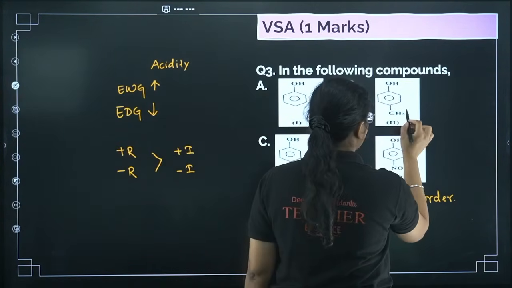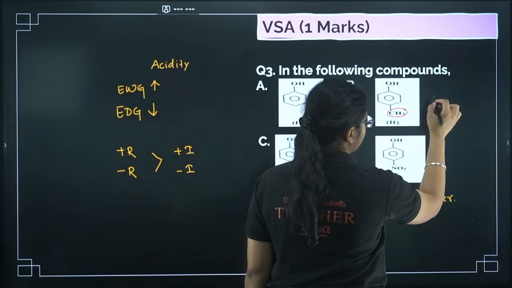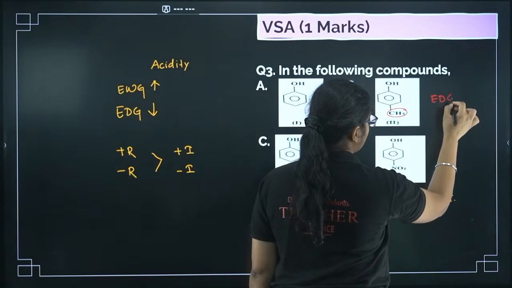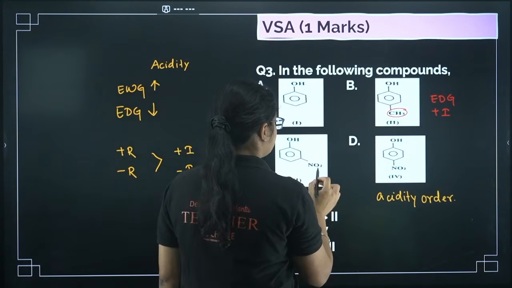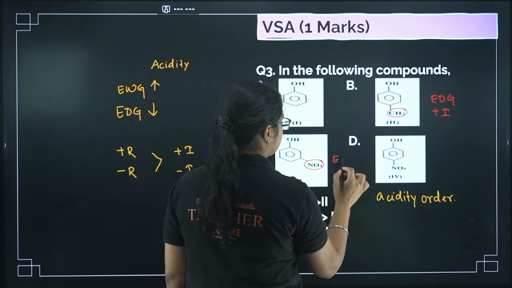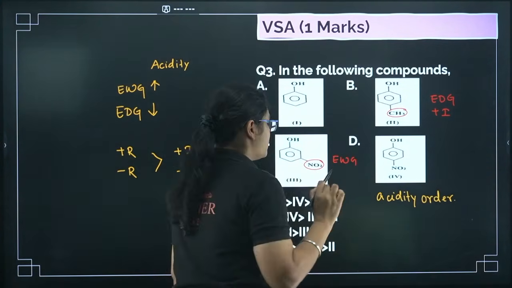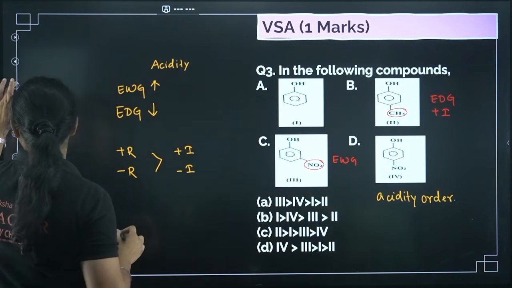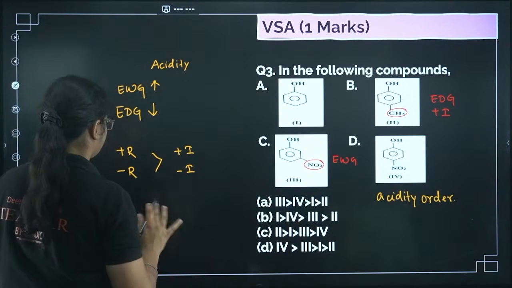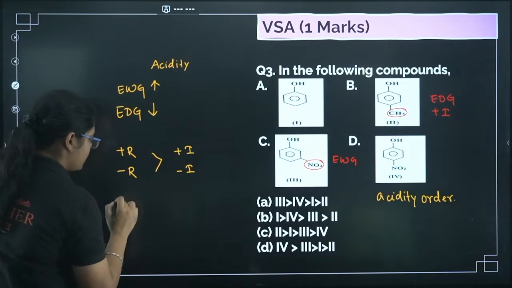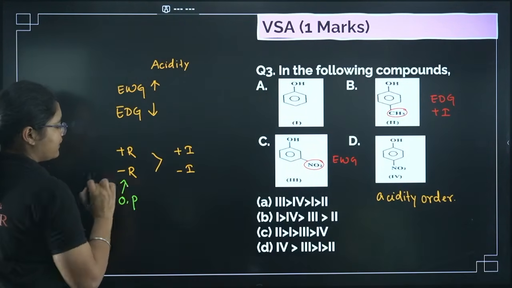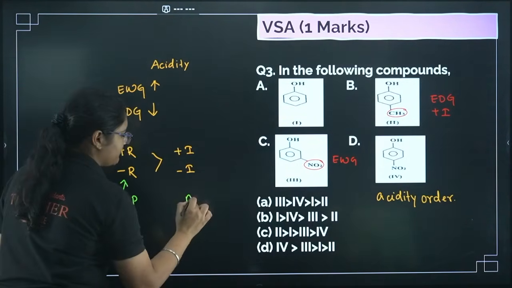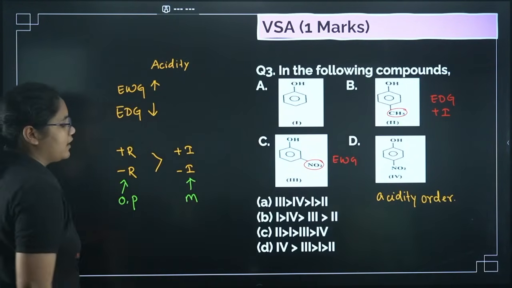In this first compound there is no group present, so it is neutral. In the second compound, you can see this CH3 group, it is an electron donating group, and it donates by plus I effect. Now here NO2 group is there, it is an electron withdrawing group. Let me tell you one more important point regarding this. If the group is present at ortho and para position, then it can act by resonance, but if it is present in meta position, then it will act by inductive effect.